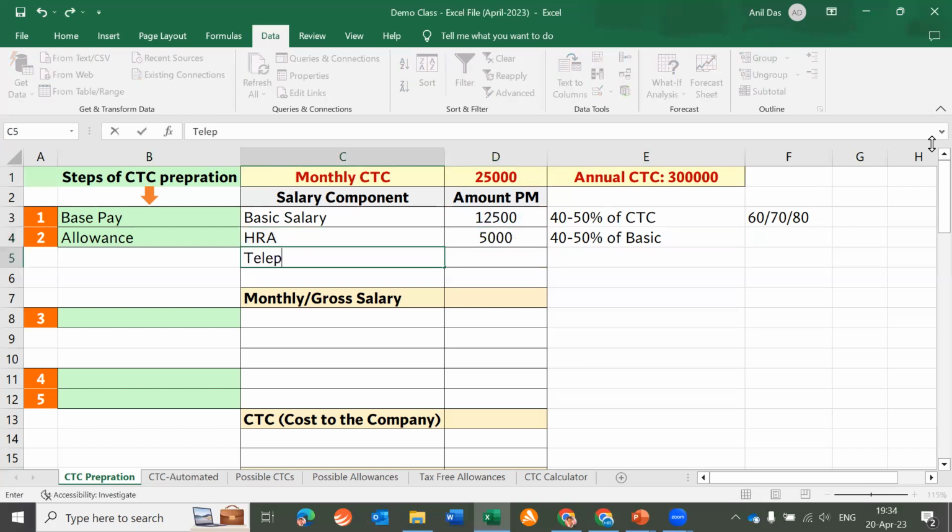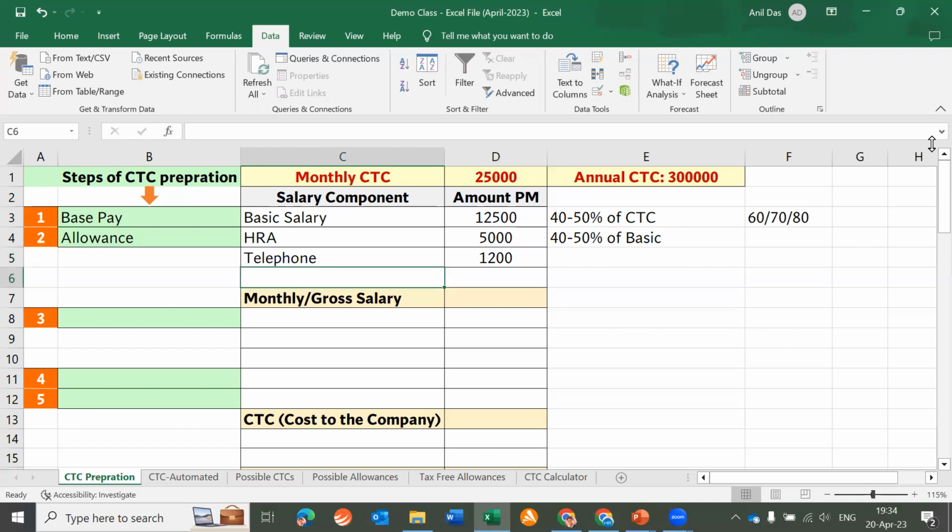Let me take another allowance, telephone allowance. What should be the amount? Can we keep 11,000 in telephone? No, this is not logical. In the days of Jio, where we are spending very minimum, we need to keep an amount which seems logical to come under this. Let's keep 1,200. Yes, this is something which can be kept in the name of telephone and internet allowance sort of.